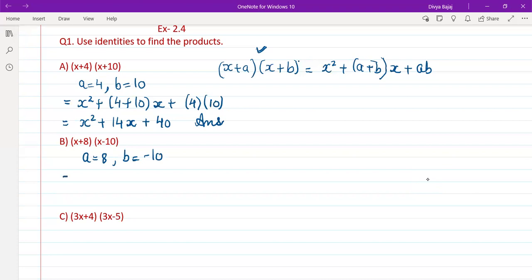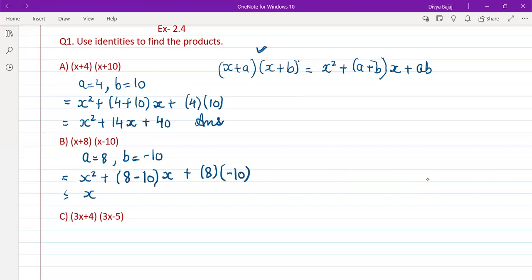Let's do it. Square of the first term, which is x squared, plus (a + b), meaning adding the constants. A is 8 plus b. What is my b here? B is minus 10, and plus minus will give us minus. So it will be minus 10 here. Bracket close, x plus, now we will do the product of both the constants, which are 8 and minus 10. Let's solve it further.